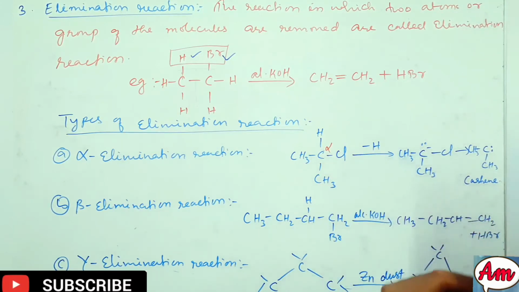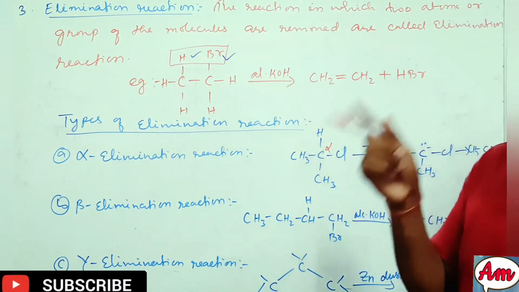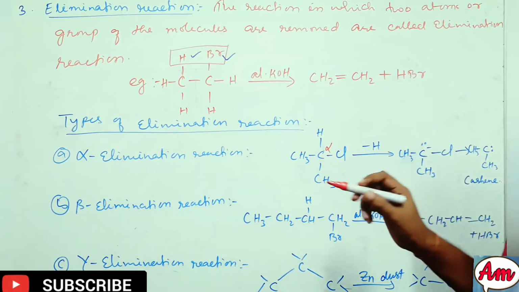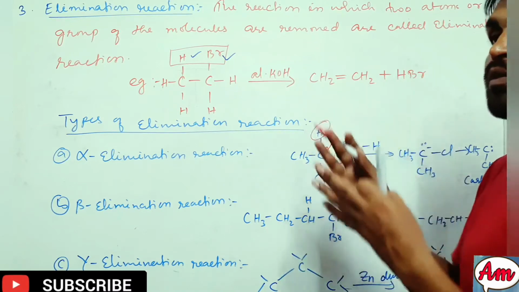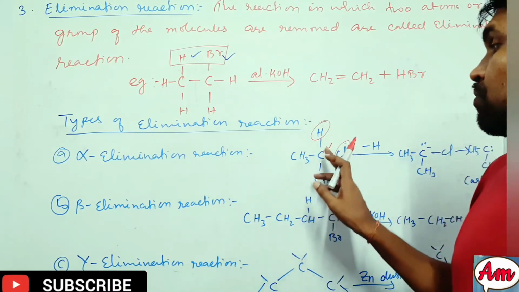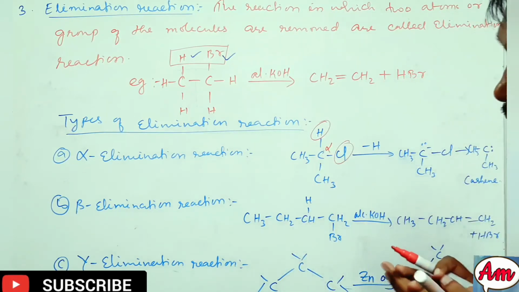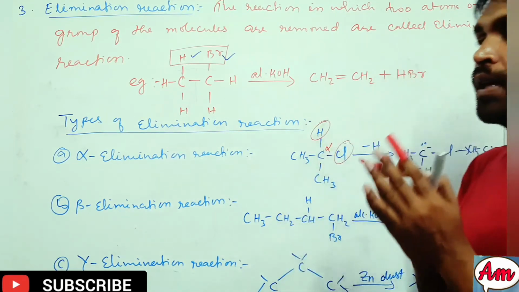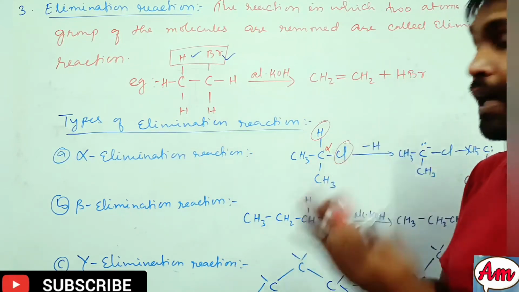Now alpha elimination means one hydrogen and one halogen, both will be removed from the alpha position. So this hydrogen and this chlorine will be removed at the end of the reaction. That is why we call this elimination reaction alpha elimination. Alpha elimination means one halogen and one hydrogen, both will be removed from which position? From the alpha position.